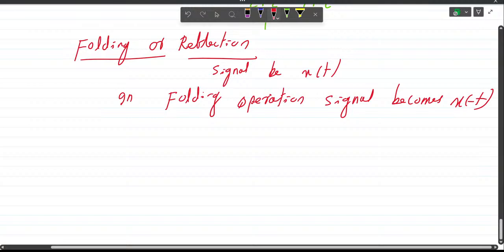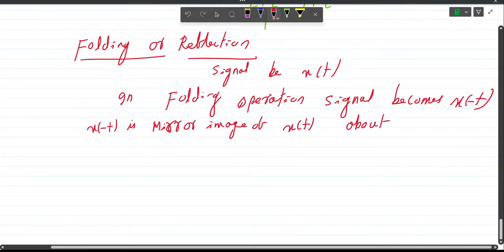So it is actually the mirror image. X of minus t is the mirror image of x of t about the origin. Remember this term, about the origin. You need to find the x of minus t by taking the mirror image about the origin along the time axis.